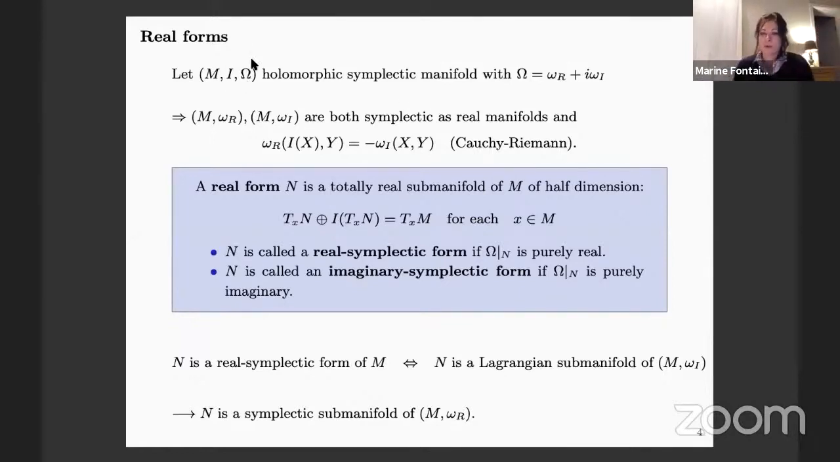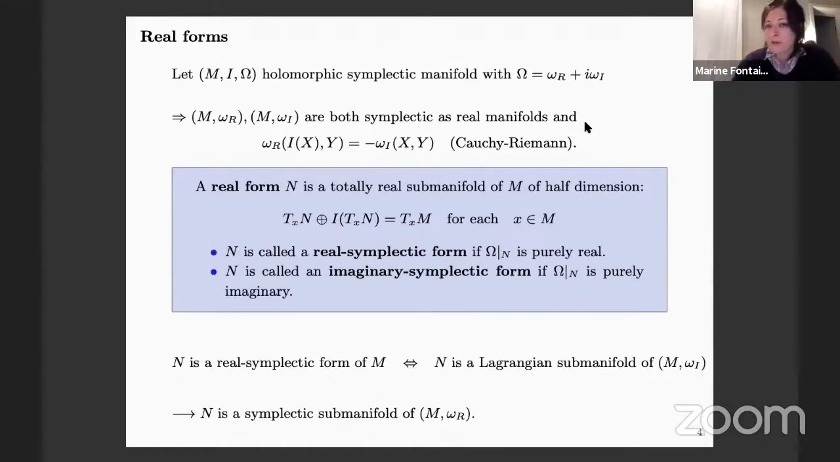Because the form is holomorphic, you can write it into its real and imaginary parts. And then you can check that as a real manifold, M is symplectic with respect to both. And those two are not arbitrary, they are related through the Cauchy-Riemann equation.